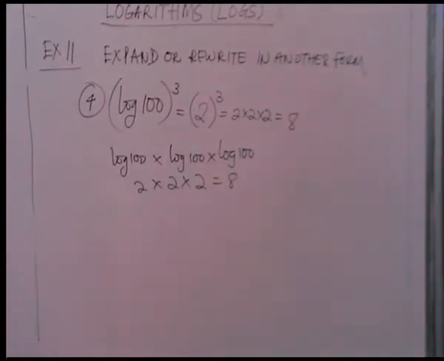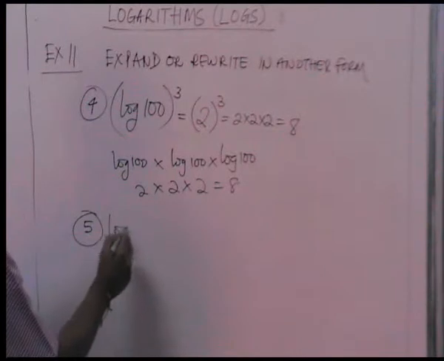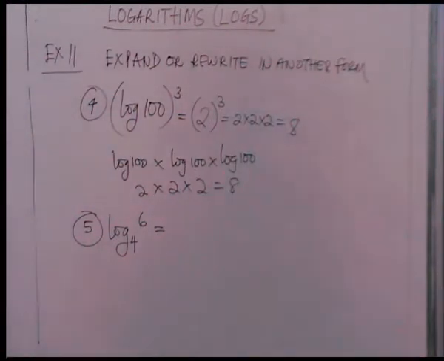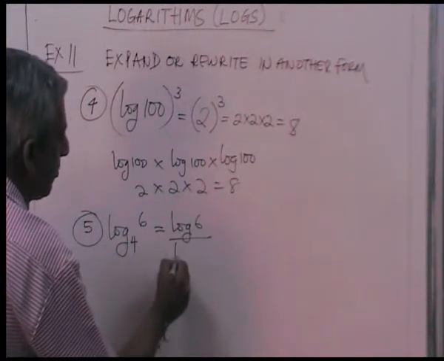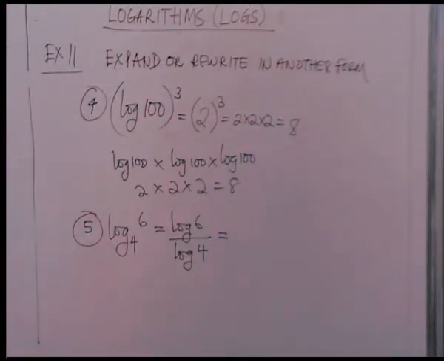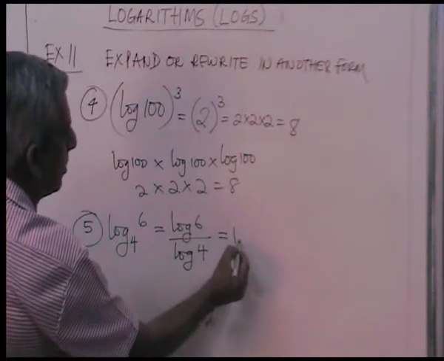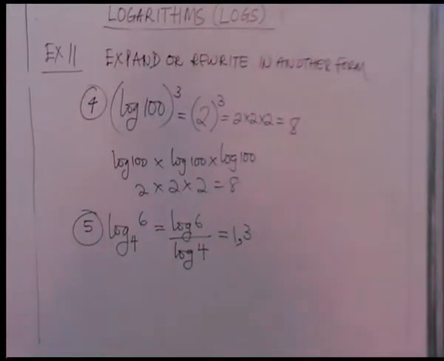And finally, we'll do number 5 now on the board. Number 5, you had log of 6 to the base 4. Well, what you'll do in this case, you'll change the base, log of 6 all over log of 4. Then get the calculator to help you. Log of 6 divided by log of 4 will give you 1,3. Just put this into the calculator. Log of 6 divided by log of 4 and correct to one decimal place, you will get the answer 1,3.